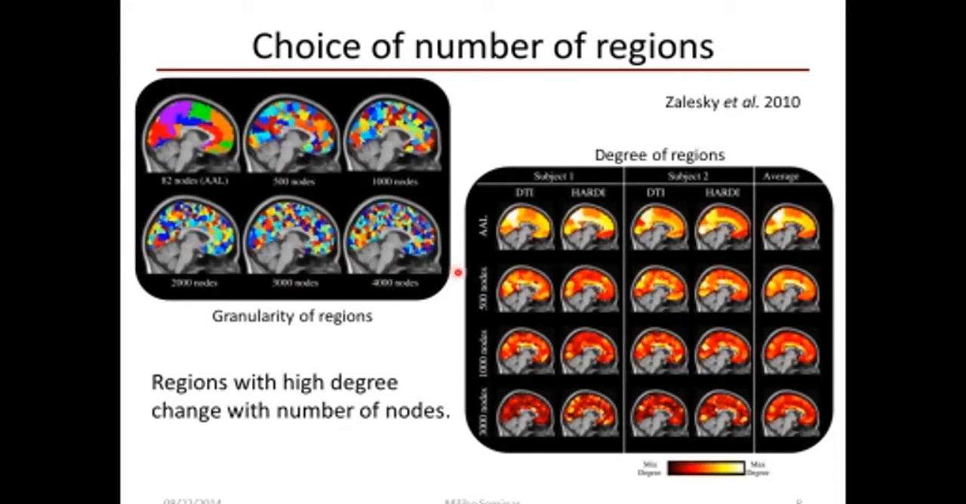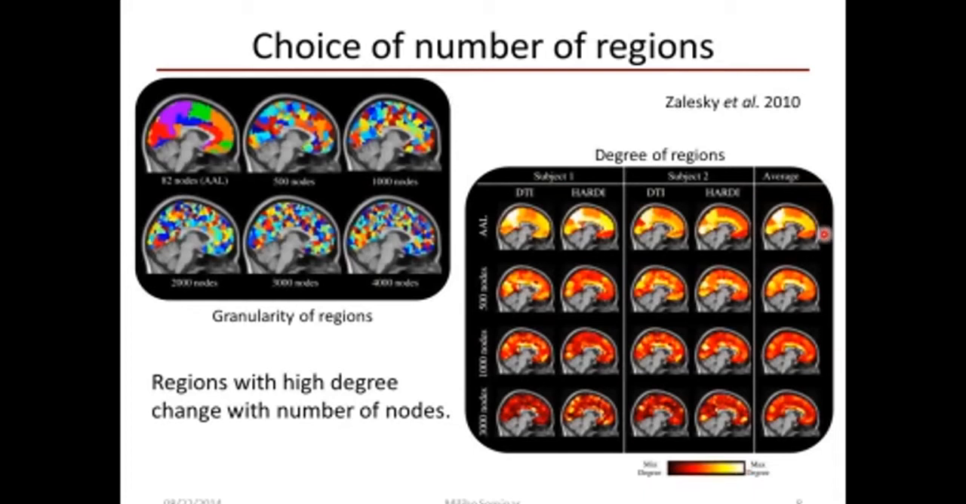In this case, they looked at the degree of the network. Here they are showing the degree of the network in different subjects. So this is subject 1, this is subject 2, and here they are showing the average over a population. And each row is one particular atlas. This is the 82 node atlas, this is the 500 node, 1,000, and 3,000. Now, if you look at this average map here, the color indicates the degree, and white is higher, darker color is lower degree.